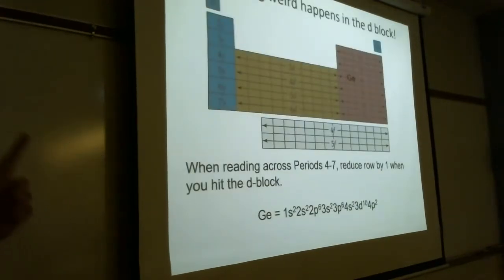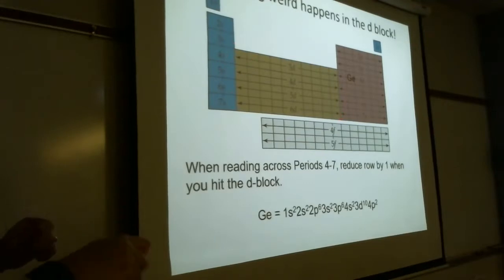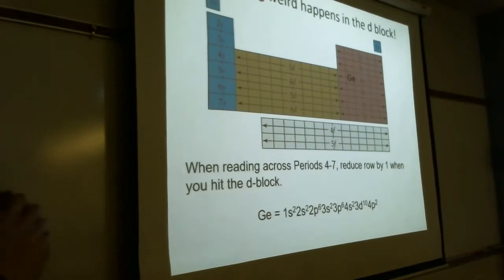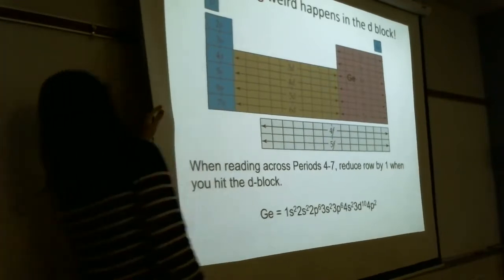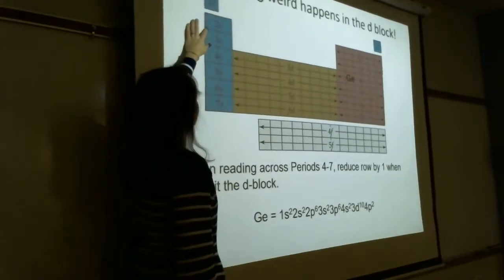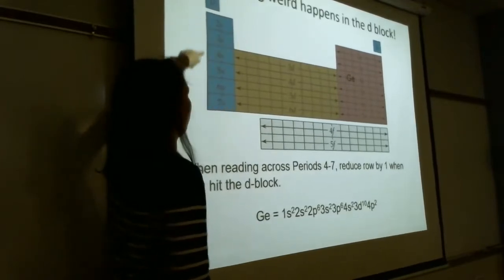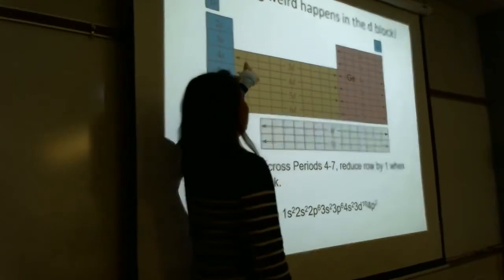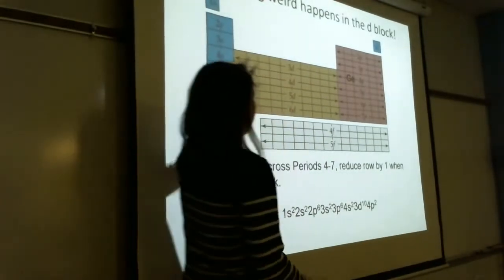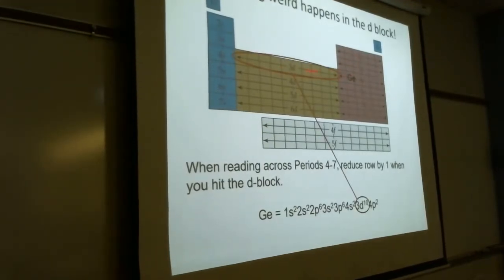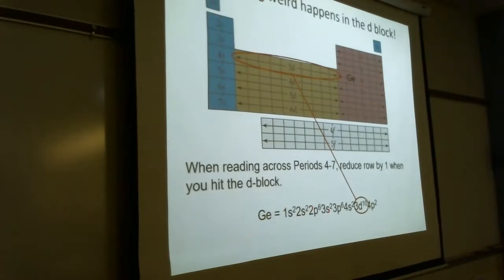Now, here's something that happens in the D block. When you hit the D block, the value of n goes down by 1. You notice you're going along, the value of n is the same going across, but when you go 4s, when you hit the D block, it goes down by a row. So for instance, if we were doing Ge, germanium, here's the electron configuration: 1s2, 2s2, 2p6, 3s2, 3p6, 4s2, 3d10, 4p2. It goes down by 1 during the D block.